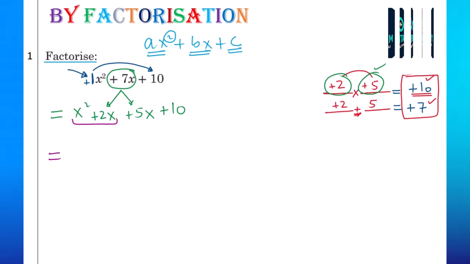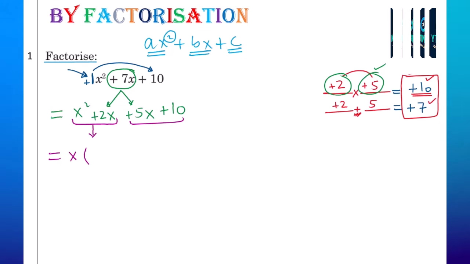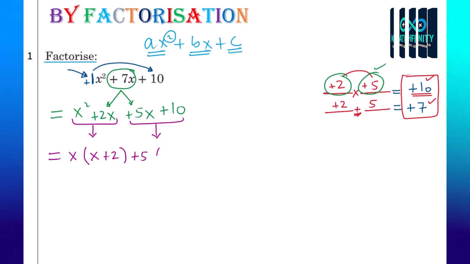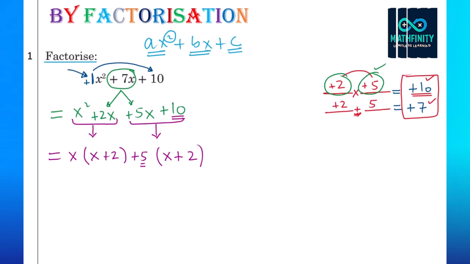We will make a pair, this one and this one. What is common from the first pair? X. What we have to write inside the bracket? X plus 2. What is common from this pair? Positive 5. What we have to write inside the bracket? X plus, what is the number here? 10 divided by 5, 2.